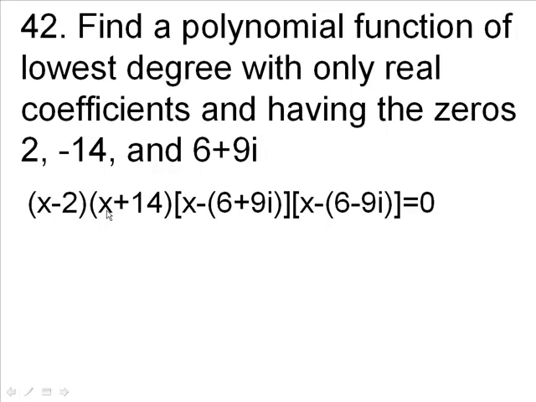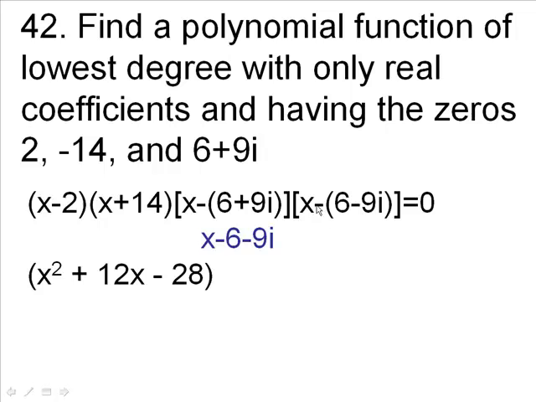We get x squared plus 14x minus 2x. What's 14 minus 2? 12. Okay? And 2 times 14 is 28. So when we multiply these two, you're getting x squared plus 12x minus 28. Now if you have a minus with the parentheses, 6 plus 9i, 6 minus 9i, it's really going to be minus 6 and minus 9i, isn't it? So this turns into this if you get rid of the parentheses.